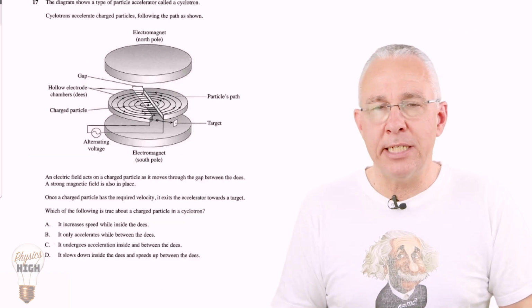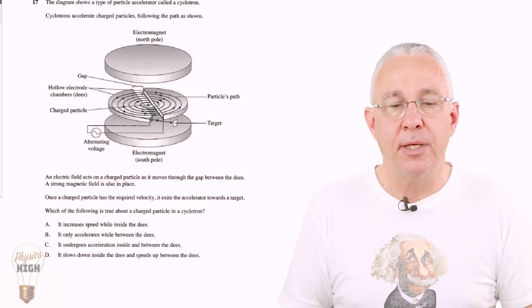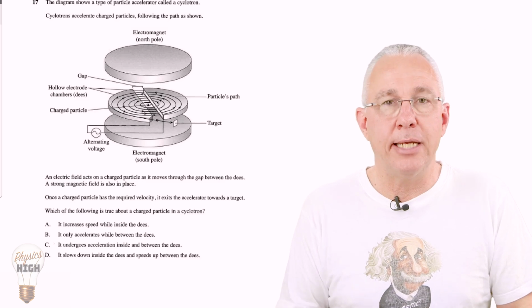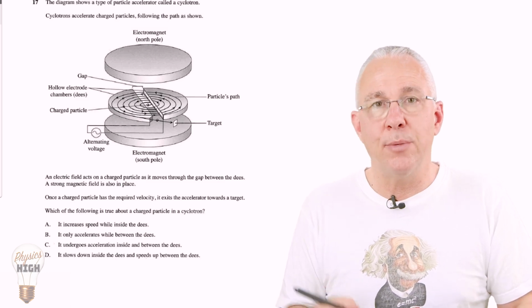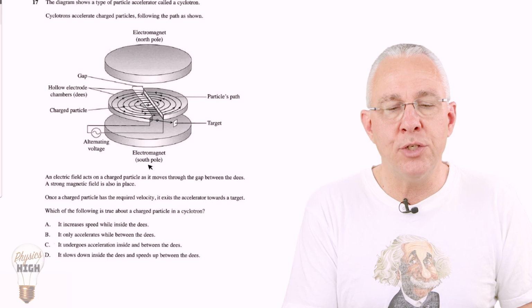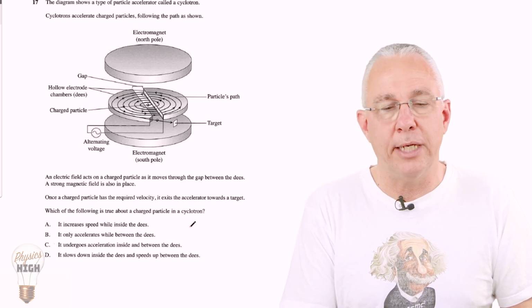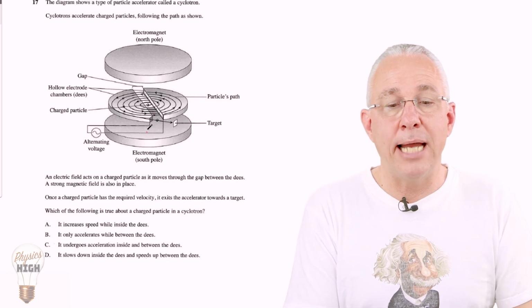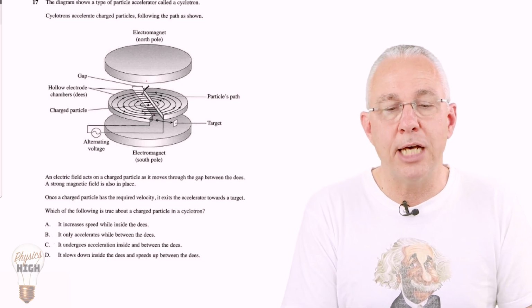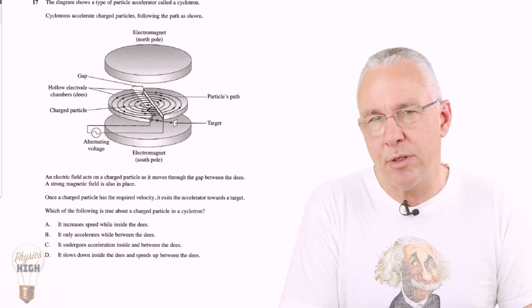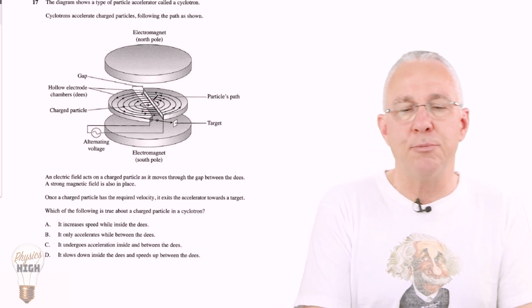Let's have a look at question 17, and we have a cyclotron. Now, a cyclotron, of course, accelerates charged particles within these two Ds. And the question asks which of the following is true about the charged particle in the cyclotron. What we have is a magnetic field that causes these charged particles to rotate. That's what a magnetic field does to moving charged particles.